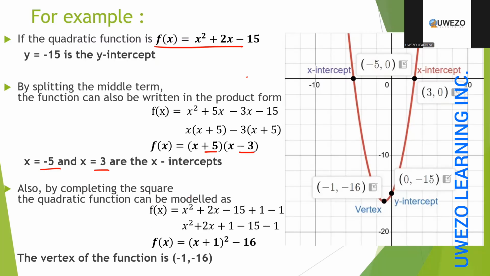Also, by completing the square, we can rewrite the same equation as (x plus 1) whole square minus 16, where (negative 1, negative 16) is the vertex of the function. All three forms represent the same parabola.